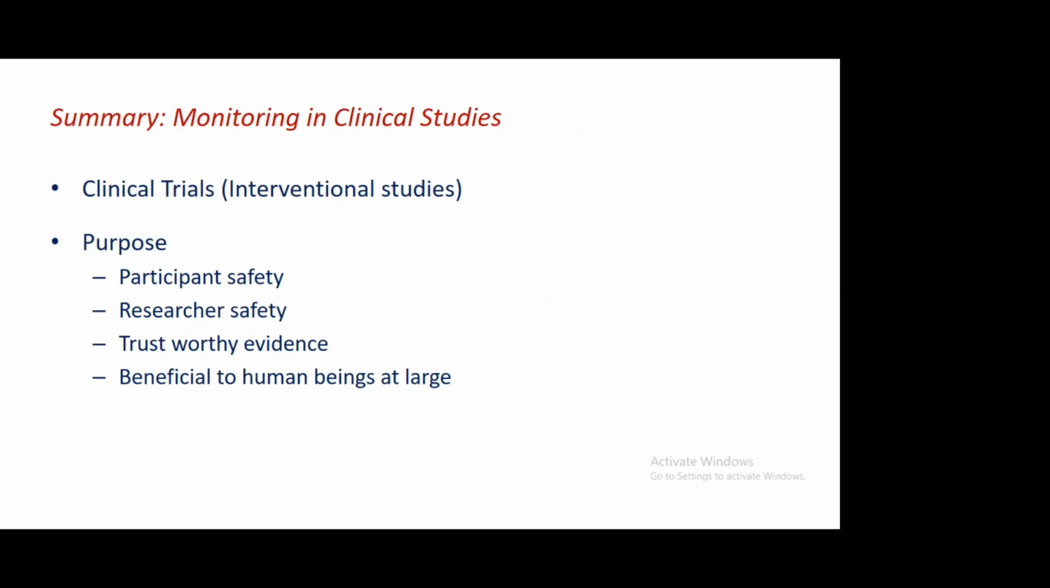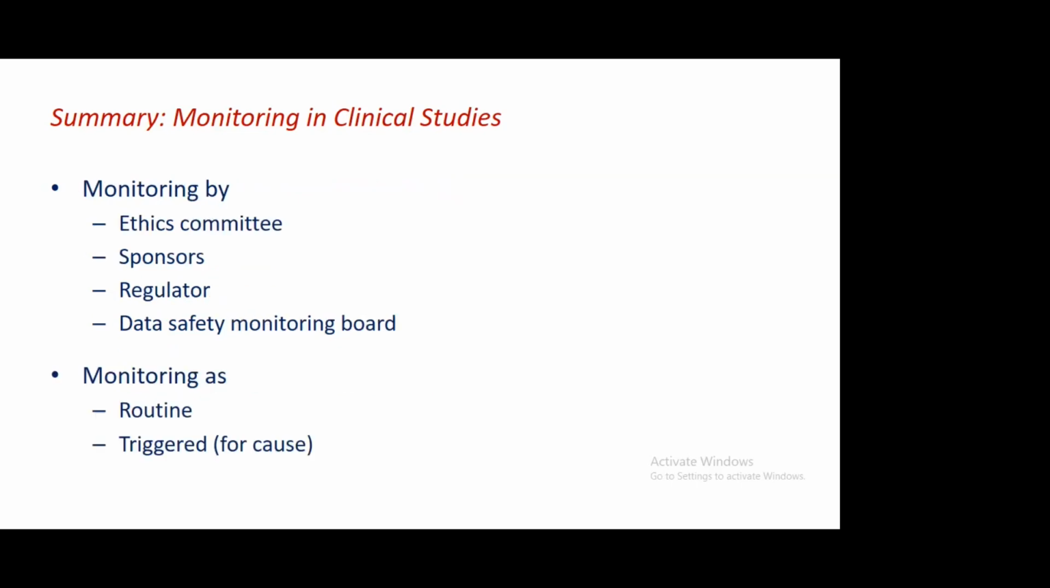In summary, I will say that monitoring is more required, and it is mandatory for clinical trials, meaning international studies. The purpose: participant safety is one. The second, more important, is your safety, researcher safety. And in the long run, you have to generate trustworthy evidence. And definitely, the ultimate goal is the benefit to human beings. It is monitored by the ethics committee, sponsor, regulator, and data safety monitoring board, and can be monitored routinely or on a triggered basis, meaning for particular reasons if they arise during the clinical trial. Thank you. I hope I have given a clear overview about monitoring in clinical studies. Any doubts, questions can be asked.